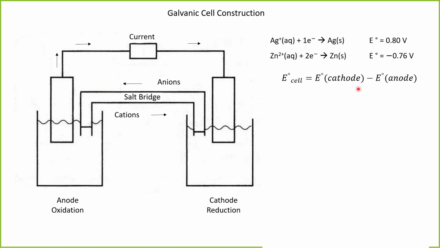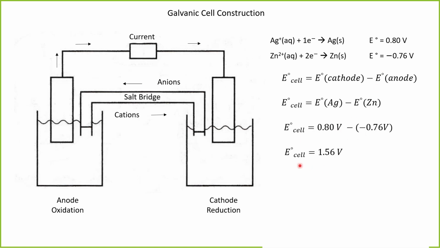Here is our equation for calculating E of the cell. It is simply the E of the reaction happening at our cathode minus the E of the reaction happening at our anode. So if E needs to be positive, then it is our zinc reduction which needs to be flipped to an oxidation. So our E cell is going to be the reduction of silver minus that of zinc. So I simply plug my standard reduction potentials in like so, and I get an E cell of 1.56.